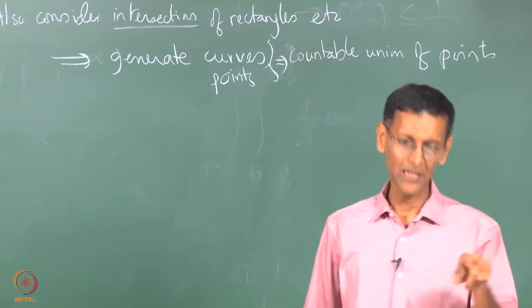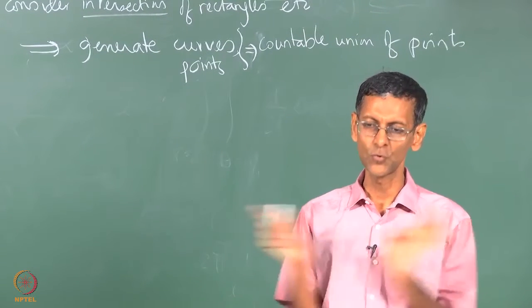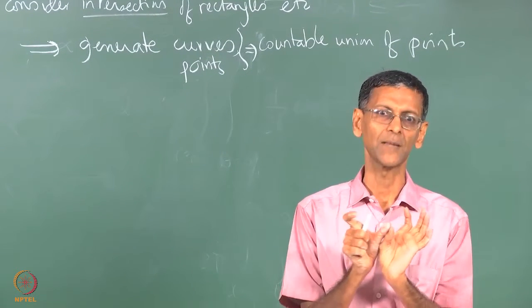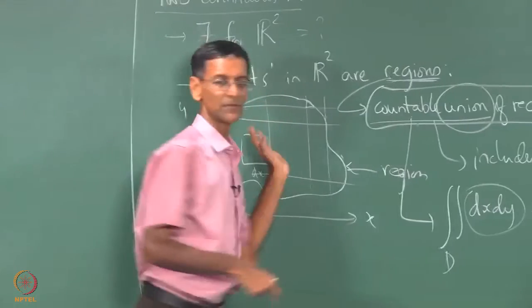Just like a single point on a real line you can think of as the intersection of 2 intervals exactly intersecting at that point. Similarly, a point on the plane you can think of as the intersection of 4 rectangles, whatever.